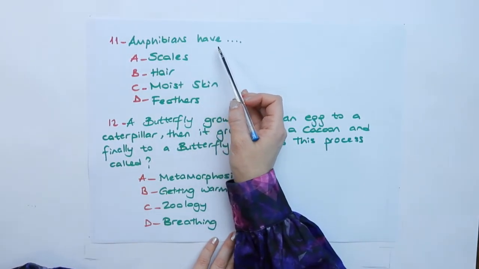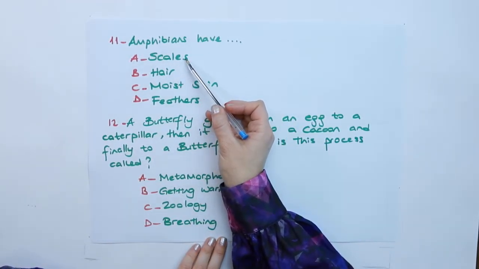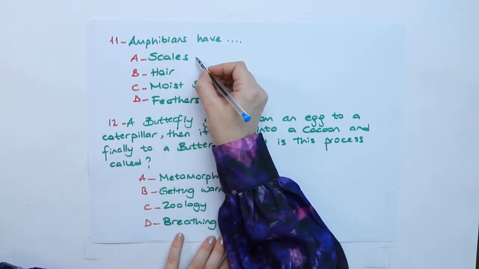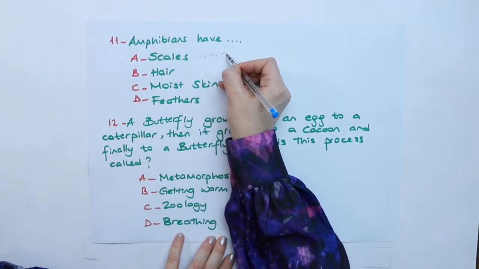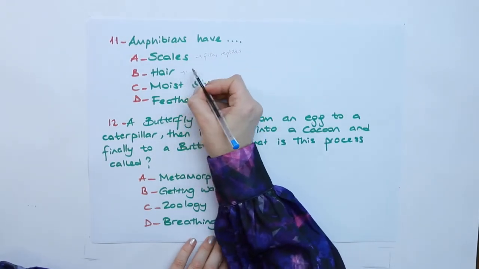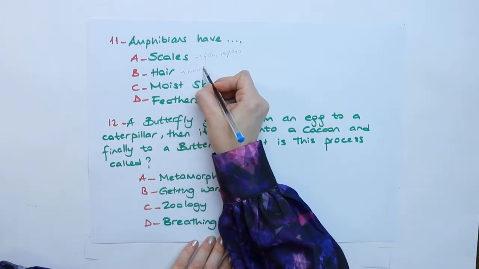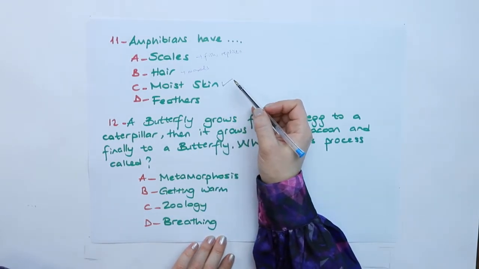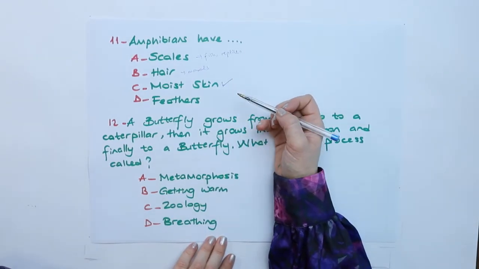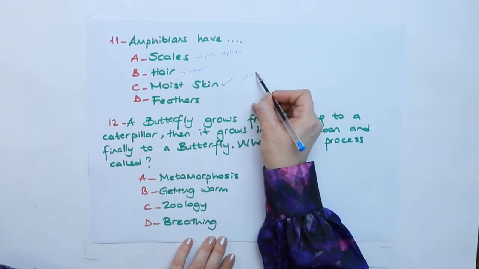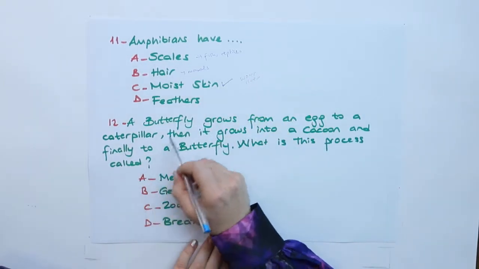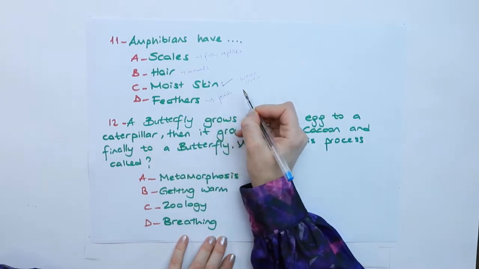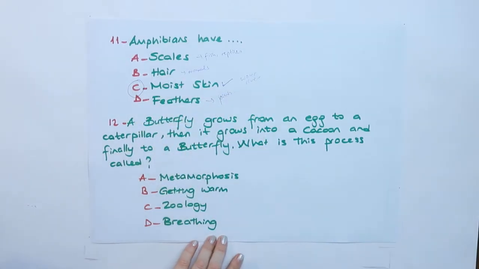Next one. Amphibians have A. Scales, B. Hair, C. Moist skin, D. Feathers. So I know that fish and reptiles have scales. Hair, I know that mammals have hair. Moist skin, that's correct. They have moist skin because they need to adapt themselves to their surroundings like water, like a river. That's why they have moist skin. And feathers belong to birds, as you can imagine, so I'm going to choose C.